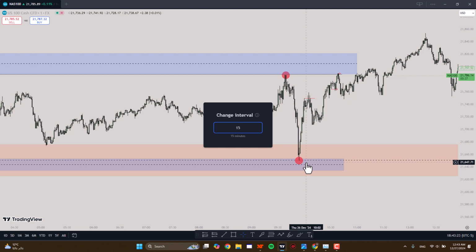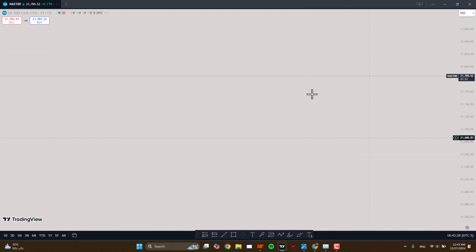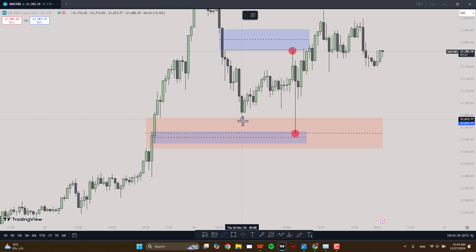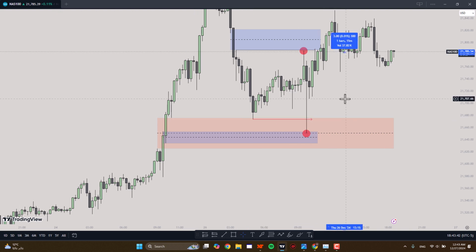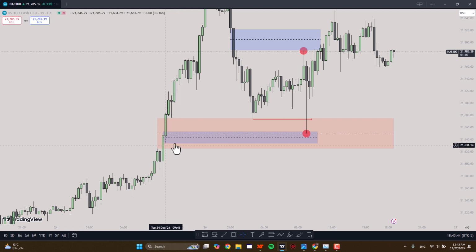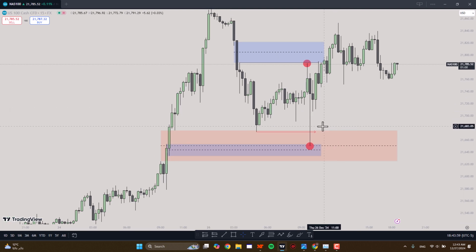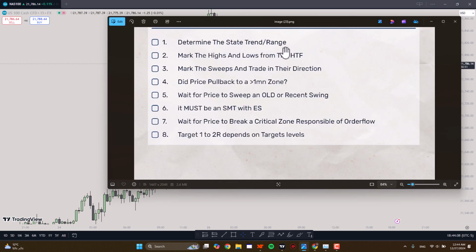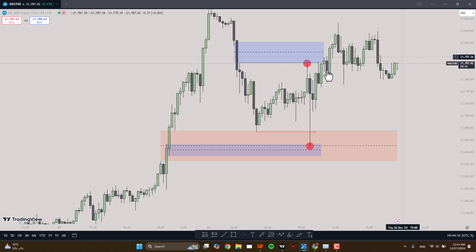Now, if you go to the 15-minute, we will see something. That low, it swept this previous low, right? And it tapped into this imbalance. This was like a 30-minute imbalance, and this was like a fractal. All right, this is a fractal in here, tapping into the 50% of a 30-minute imbalance, and also tapping into this fractal right here. So after marking the high and the low, we have that high and we have that low, and we mark the sweeps and we trade in their direction, we can deduce something from here.